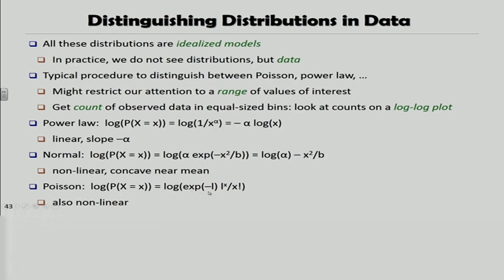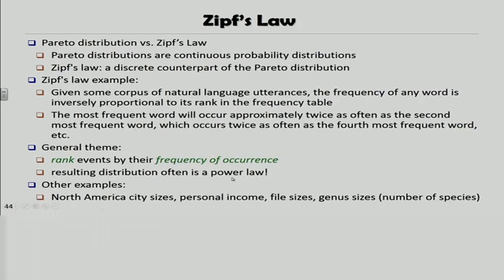It's the same thing as the Poisson distribution, where if you take the log, you will not get a linear one. To that extent, if you do a log-log plot, you can nicely see a line. That's a power law.